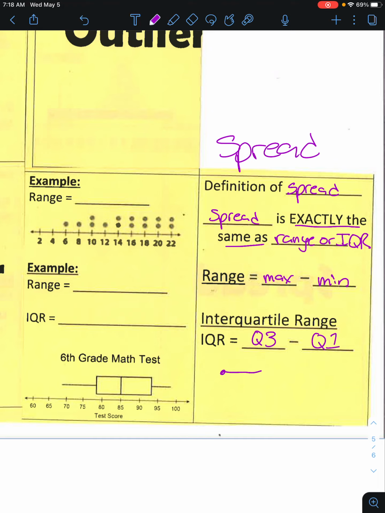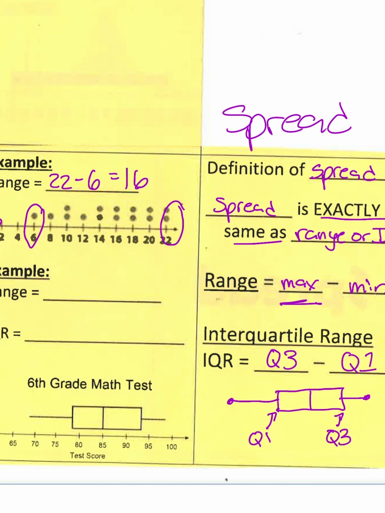Just a little reminder, when you have a box plot, what those pieces are. That's Q1. That's Q3. So it's like finding the range of the box. All right, let's practice it. Finding the range of a dot plot. Well, what's its least value? Oh, sorry, we'll start with the greatest since we start with the max. What's its greatest value? Its greatest value is 22 minus the minimum value, 6. 22 minus 6 is 16.